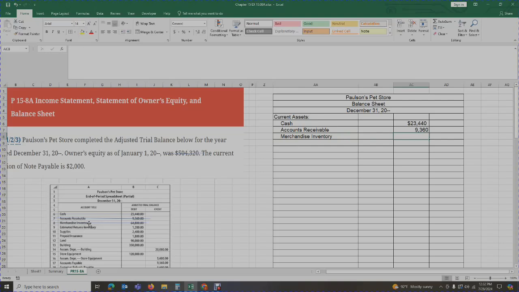So your merchandise inventory, 64,800. Okay. So we have 64,800. Okay. And then we have the estimated returns inventory that we are also going to take care of. Estimated returns inventory. And we've got $1,200. Okay.